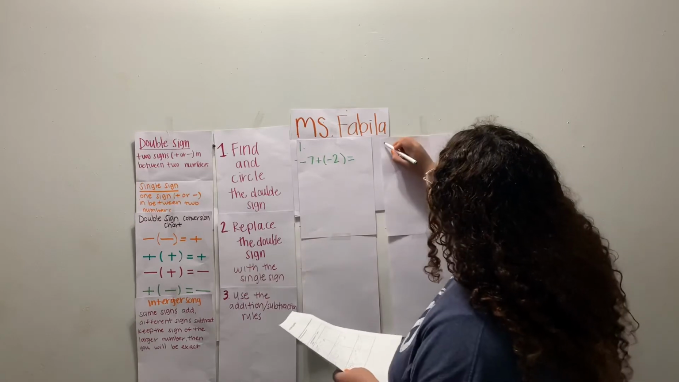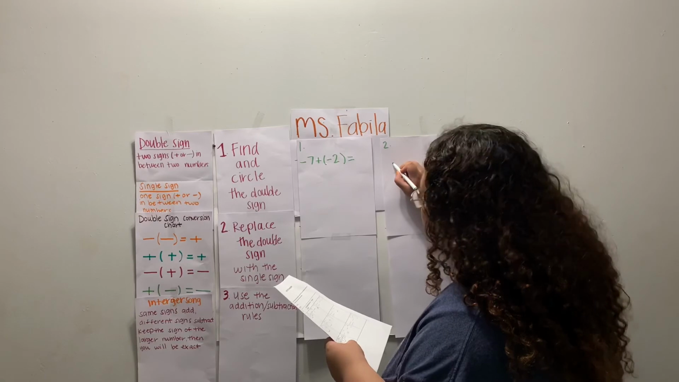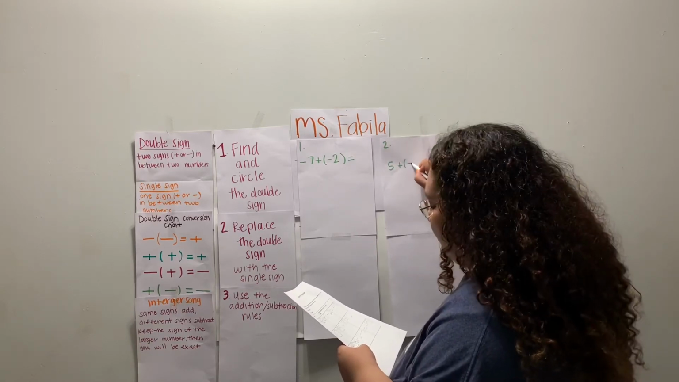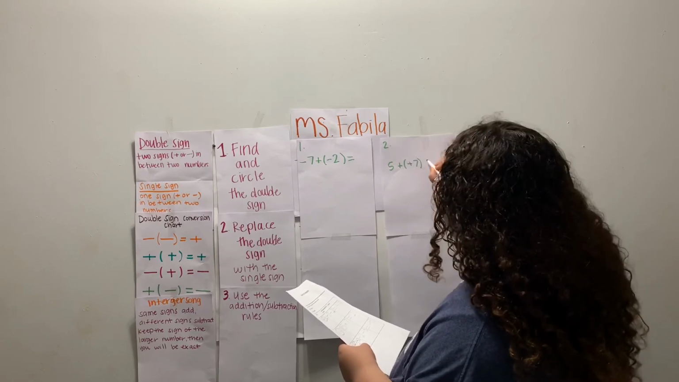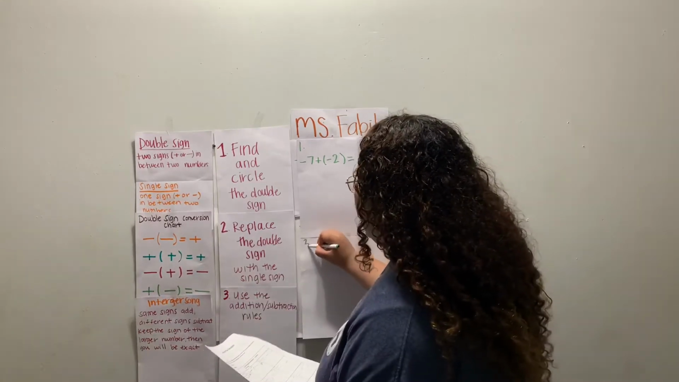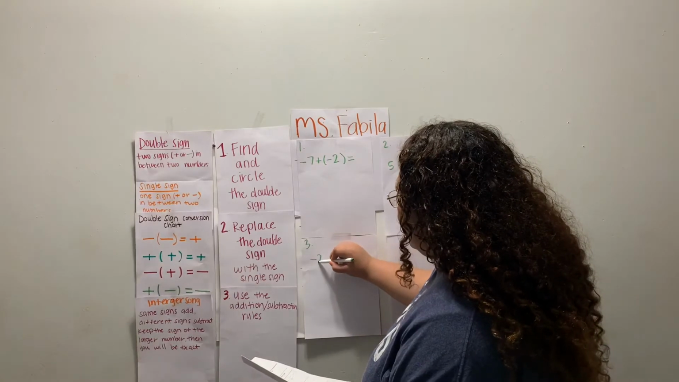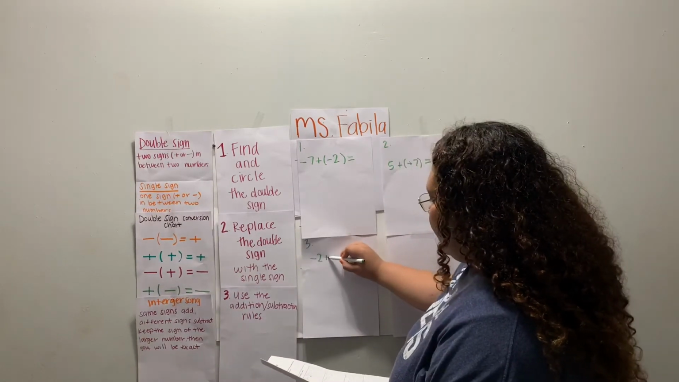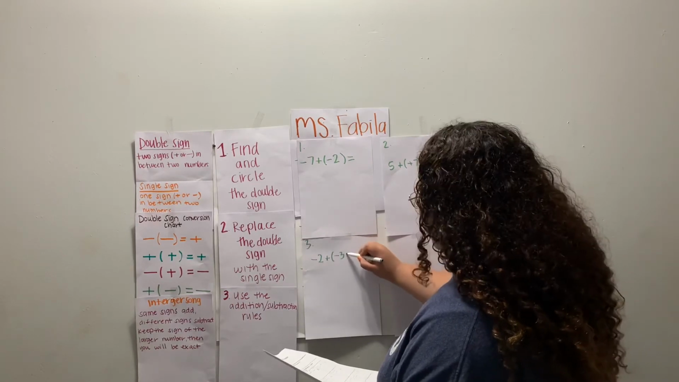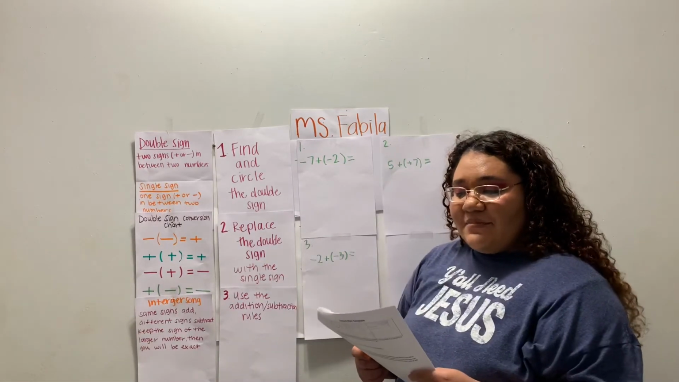The second problem that we will be doing is 5 plus, close parentheses, plus 7. And we solve for it. And the third problem we will be doing is negative 2 plus parentheses negative 3. And we solve for this. I will come back in 10 minutes and check y'all's work.